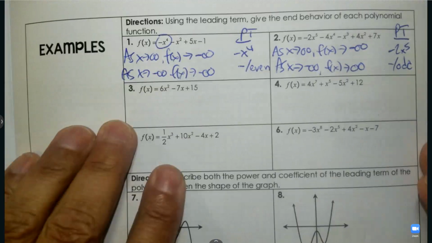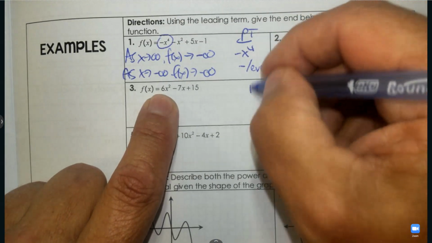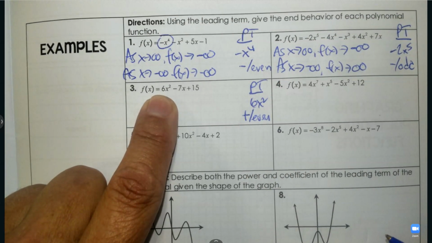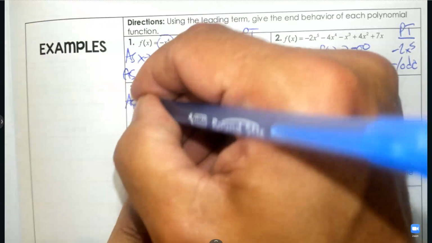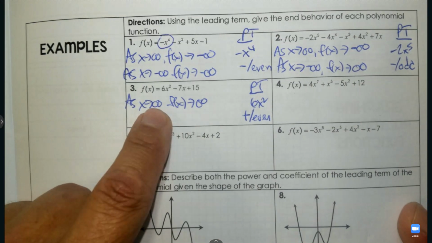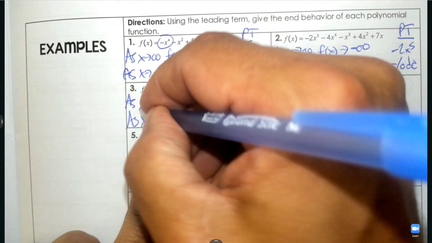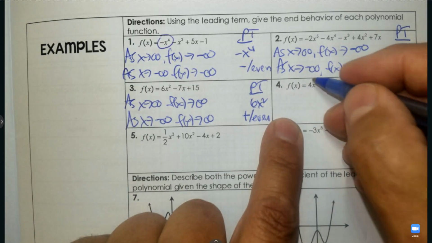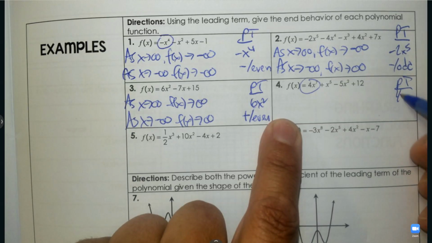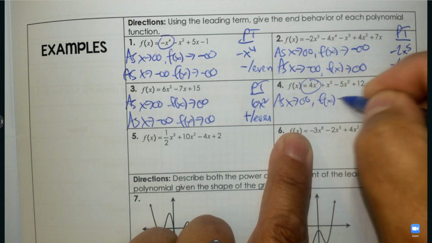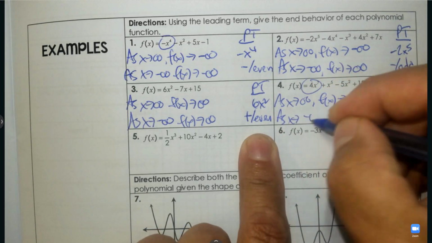All right, let's try number 3. Identify the most powerful term. Then identify if that's positive and it has an even exponent. If it's positive with an even exponent, as x approaches infinity, f of x goes up, so the right end goes up, and the left also goes up. Number 4, identify it. The power term is 4x to the 7, which means it's positive with an odd exponent. So the right goes up, and the left goes down.